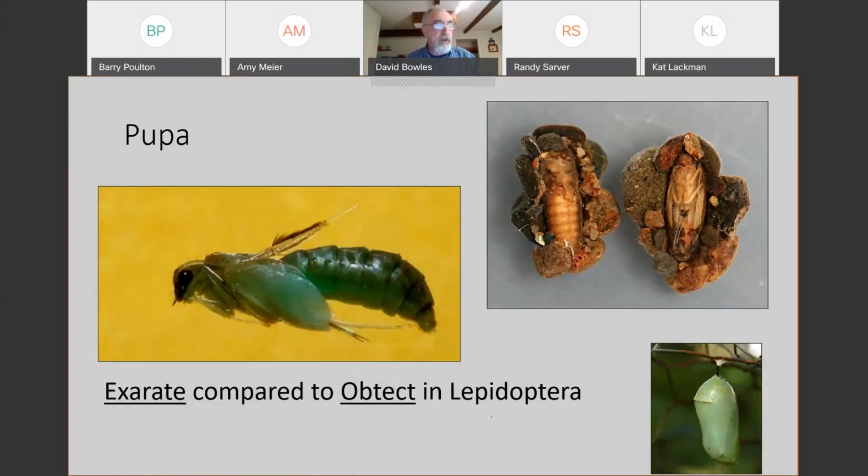The pupa of caddisflies is what we call exarate. Compare that to obtect in Lepidoptera. And you see the chrysalis of, I think that's a monarch, in the lower portion of the slide there. All the appendages are tightly bound in the chrysalis. There's nothing you can really see inside that chrysalis. Compare that to the caddisfly pupa. The legs are free, the wing pads are free, the mouth parts are free. They do create a silken polysaccharide pupal skin of sorts, like a puparium, and they are in there, but you can see the legs and whatnot through there.